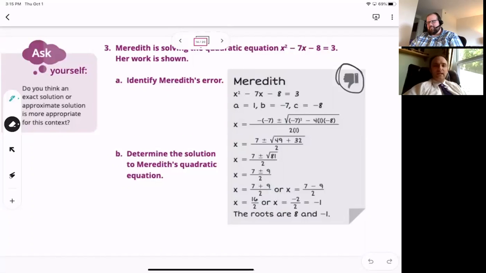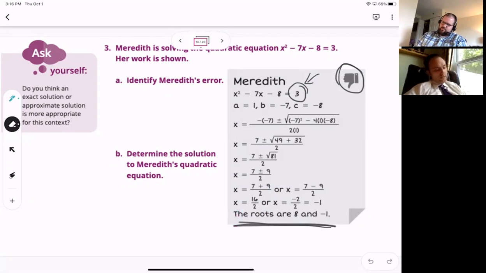But Meredith said x is one, a is 1, b is -7, c is -8. So I already know what her error is. I do too. Because what do we need the equation equal to in order for us to solve this? We need the equation equal to 0. And we don't have a 0. We have a 3 because it's saying down the bottom the roots are this.